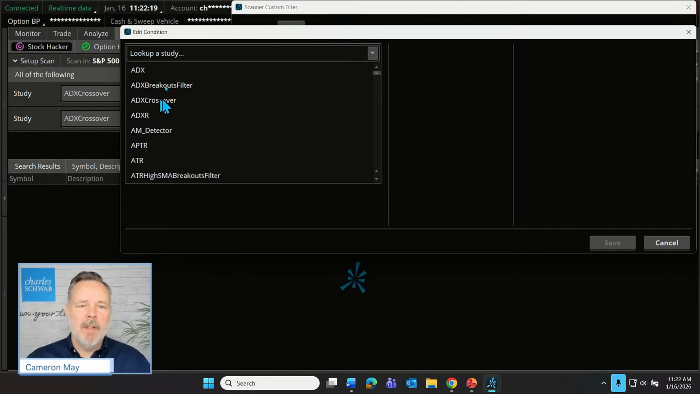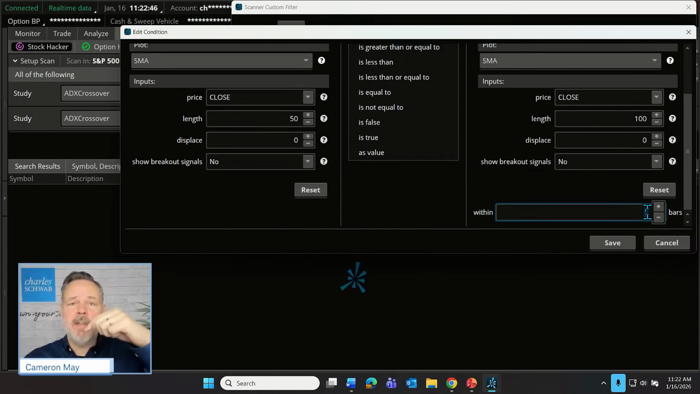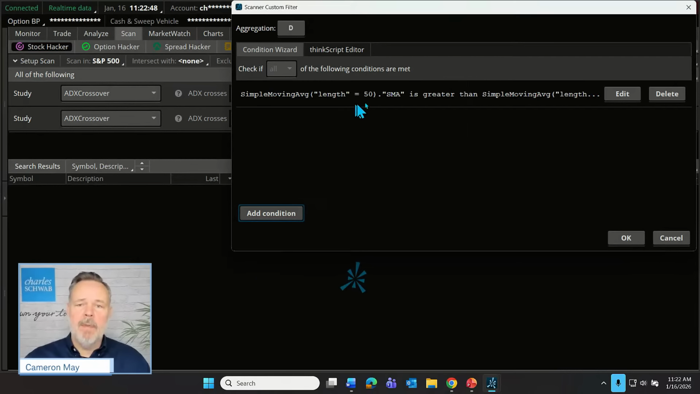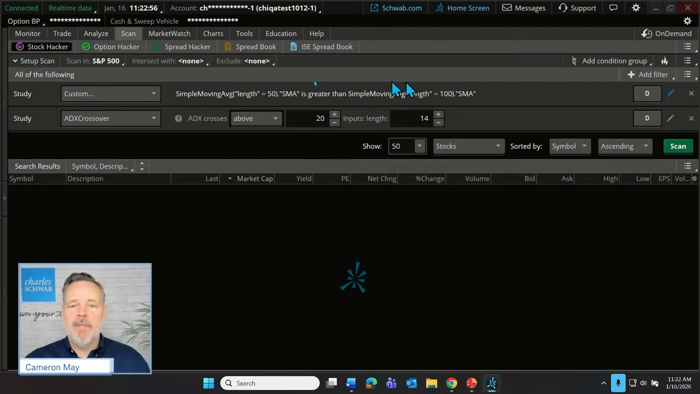So we want the 50 to be greater than the 100, and we want that to be, for today's example, right up to today, right within the most recent trading bar. So we're going to save that. The 50 simple moving average is greater than the 100 simple moving average. Great. Click OK. That becomes our first requirement for a trend. Next up, let's see if the intermediate trend can also be confirmed as being above the longer trend. So for that, let's just use a couple of different moving averages. Instead of the 50 versus the 100, maybe we use the 100 versus the 200.